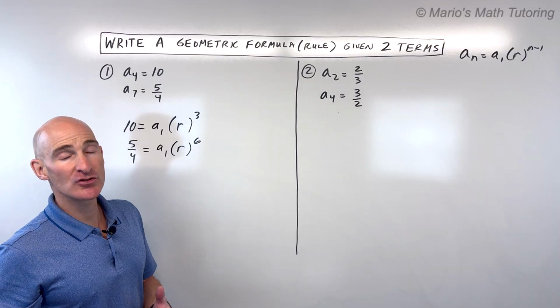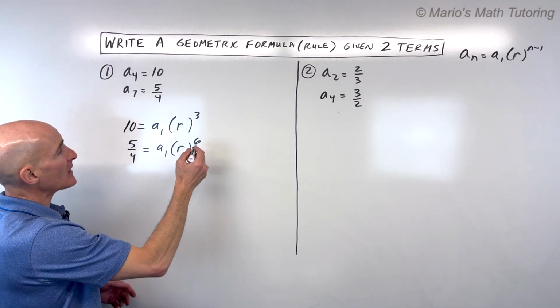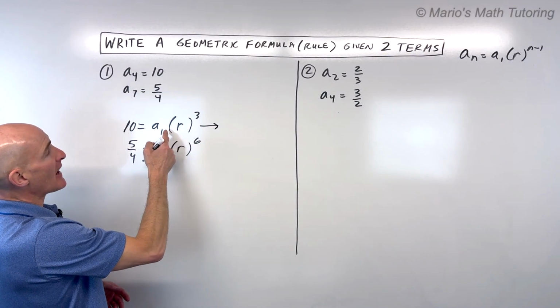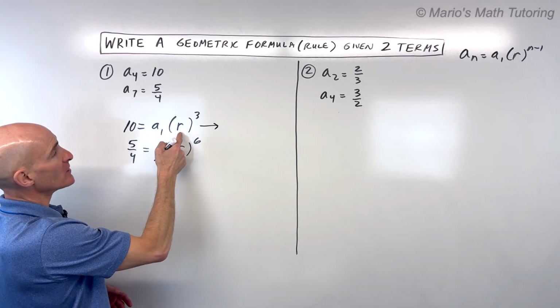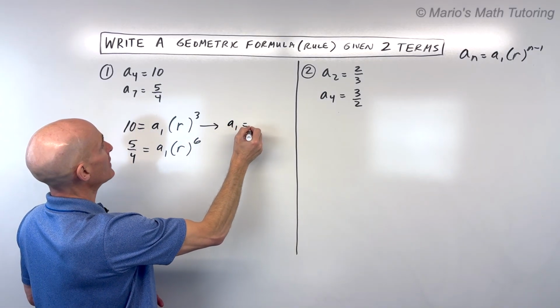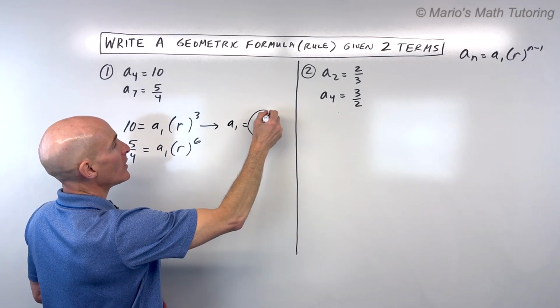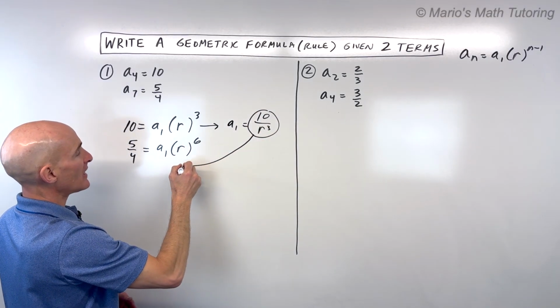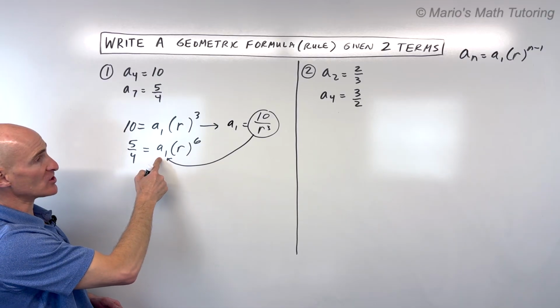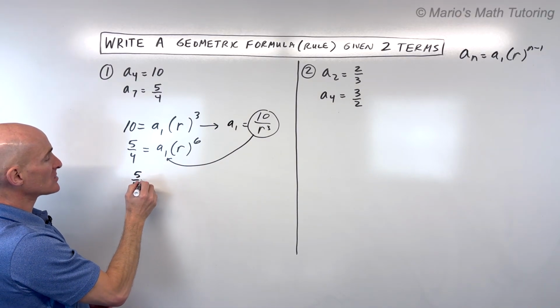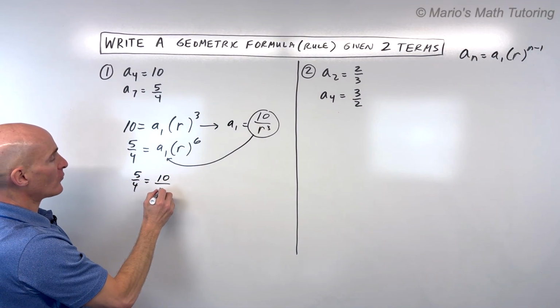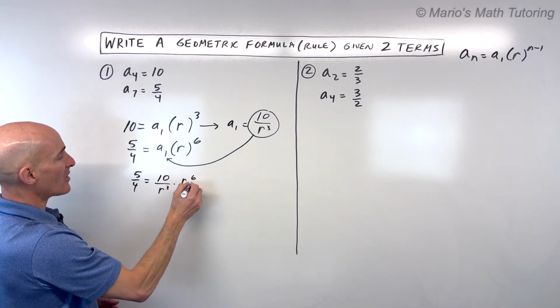How do we solve for those two variables? Well, let's go ahead and rewrite this first equation by dividing both sides by r cubed. If I do that, I get a1 equals 10 divided by r cubed. Since we know what a1 is, let's put that in terms of a1 in the second equation. So now we have 5/4 equals 10 over r cubed times r to the 6th.